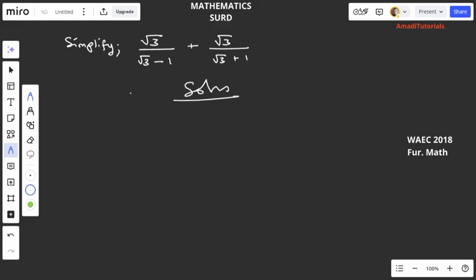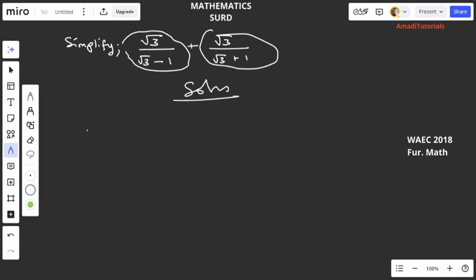The first thing we are going to do is rationalize each term in this expression. There are two terms here. This is the first term, and this is the second term. So we are going to rationalize each of them. Rationalization means we are finding a way to remove the root function from the denominators.